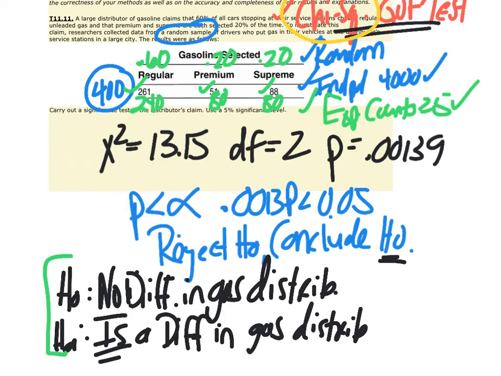I probably should have stated it before I did my conditions, but as long as it's on here, I am still okay. Now we can make our conclusions, which is about concluding. I have H sub O here, you guys. Careful with my writing. Concluding H sub A. We do need to say this in context. So what I would say is we reject H sub O and we conclude that there is a difference in the gas distribution at this gas station.